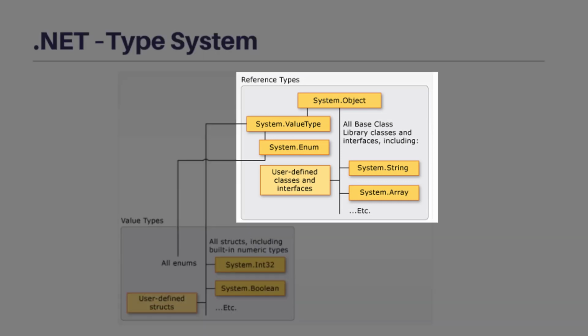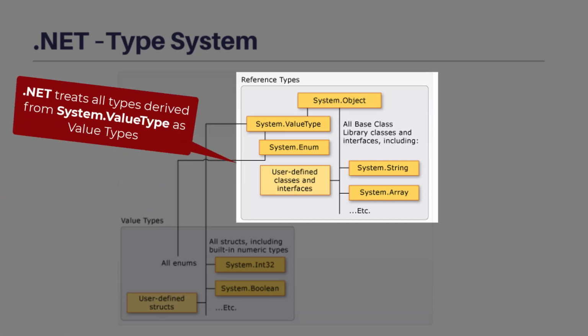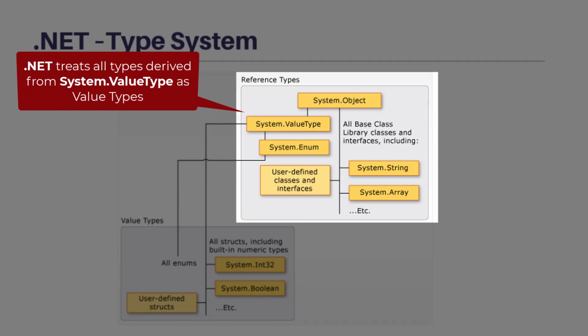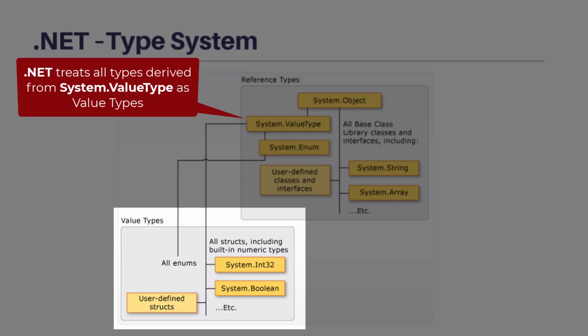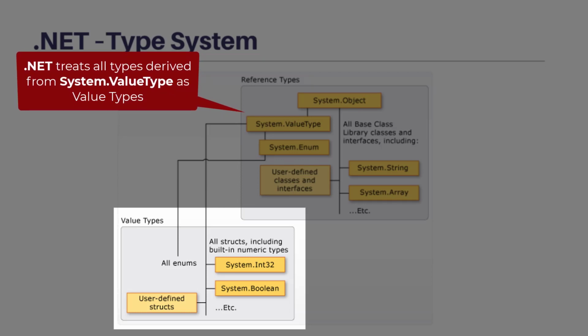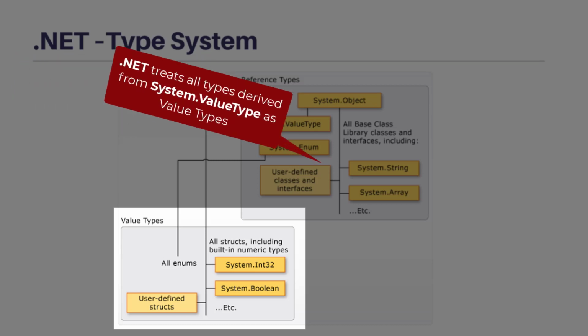So other reference types that we have seen in the previous session, like strings and arrays, all derive from System.Object as shown here. The data types that we are going to see in coming episodes, like classes and interfaces, are also derived from System.Object. There is a special type, System.ValueType, which is also derived from System.Object. This class, System.ValueType, is a very special type. It is because the .NET runtime treats all the types which are derived from this type as value types. So integer, long, boolean, char, everything is derived from System.ValueType.